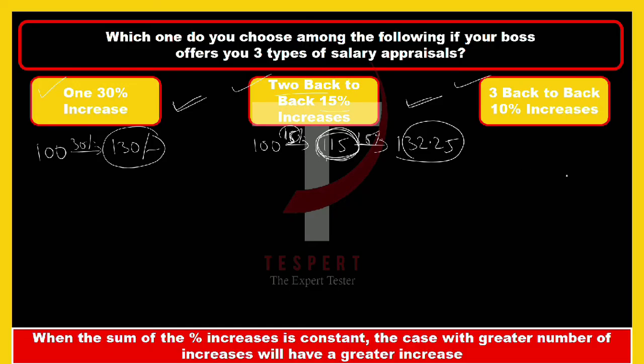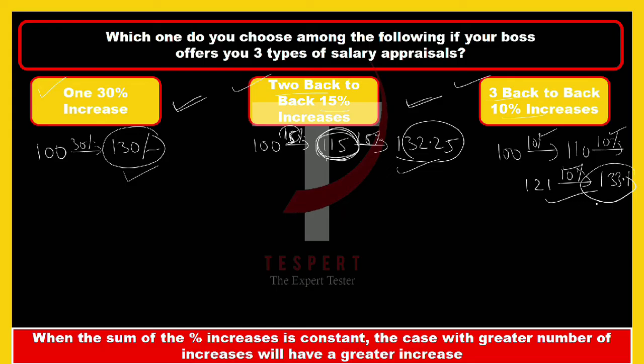how much will you get? The initial amount is 100, a 10% increase means 110 rupees, and again a 10% increase equals 121 rupees, and then a 10% increase because there are three back to back increases. So 121 becomes 133.1 rupees. Which one is the greatest among these three? Here 130, 132 and 133. So you will choose this type of appraisal, 133.1, because what is the rule here?